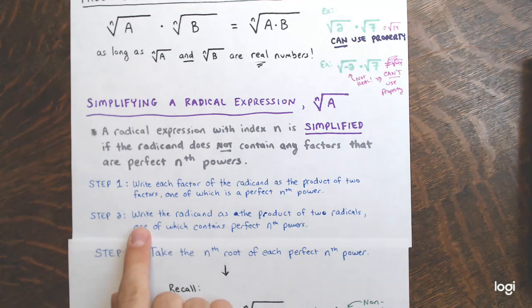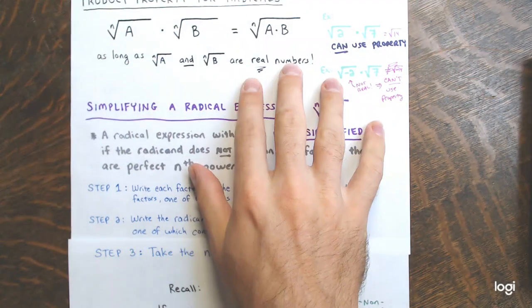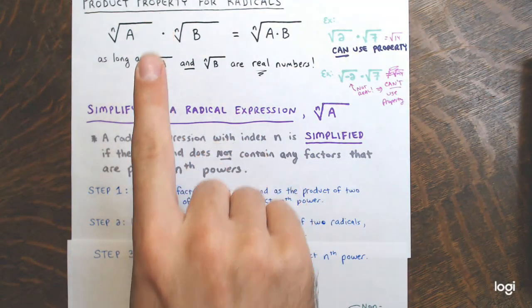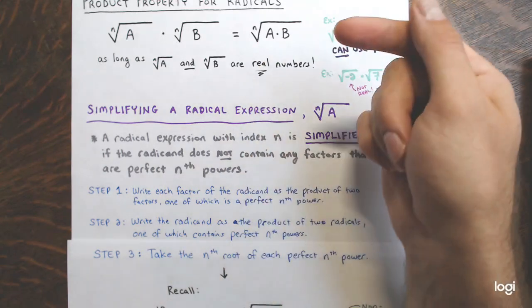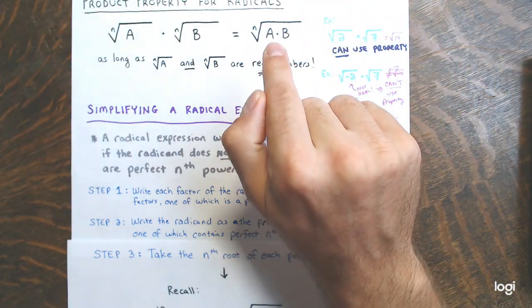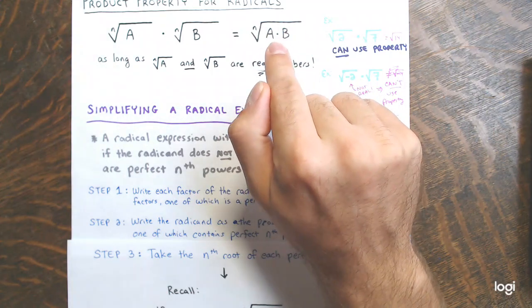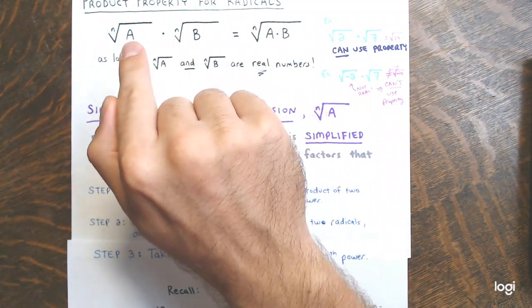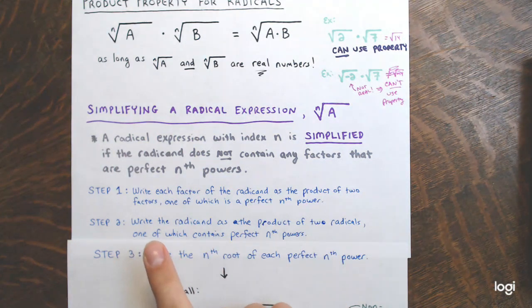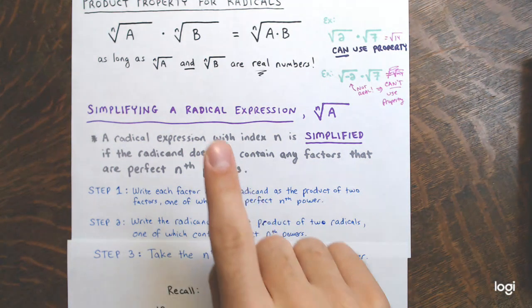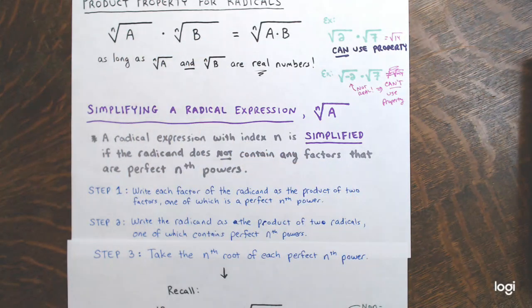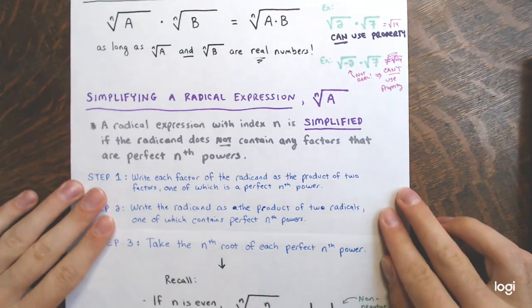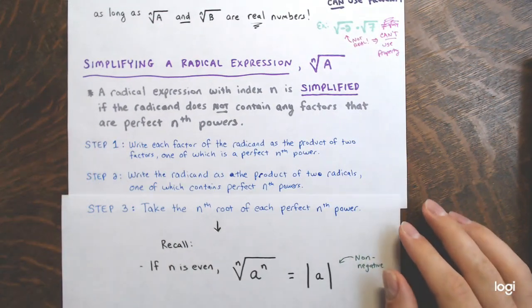Step 2, this is where the product property will come in. I'm going to use the product property to write the radical of the radicand as the product of 2 radicals. So we're going from right to left, taking the radical of a product and writing it as the product of 2 radicals, one of which contains perfect nth powers. One of the radicals will have a perfect nth power in it, and the other one will not. And then lastly, we'll take the nth root of each perfect nth power.